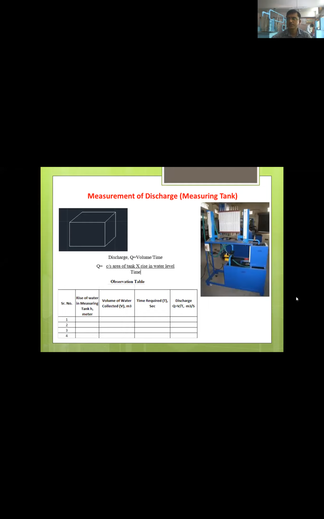So I was telling you about how to measure the discharge here. So you can see here, 10 cm is fixed as the initial level and 20 cm as the final level. That means we are measuring a water rise of 10 cm. Okay, this 10 centimeter you can convert afterwards in meter. It will be 0.1 meter, right?